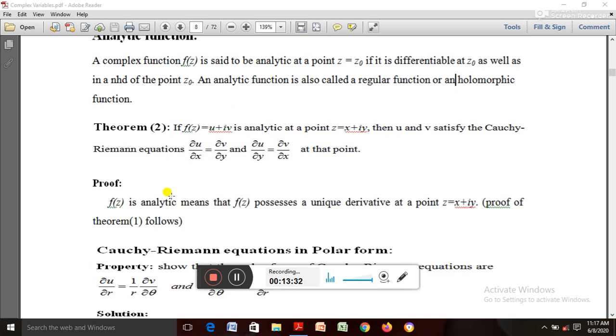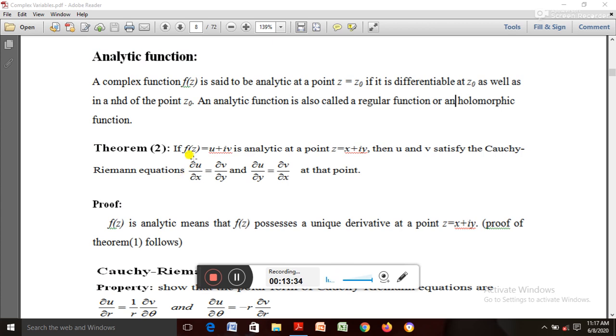So let us prove the second theorem, that is, in terms of polar. If f of z equals u plus i into v is an analytic function at a point z equal to x plus iy, then u and v satisfy the Cauchy-Riemann equations, del u by del x equal to del v by del y and del u by del y equal to minus del v by del x, at the point.